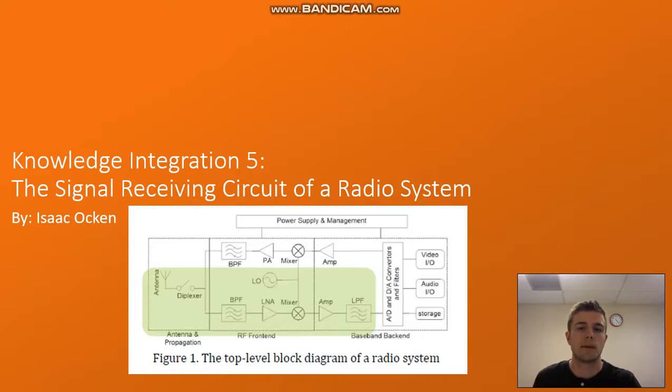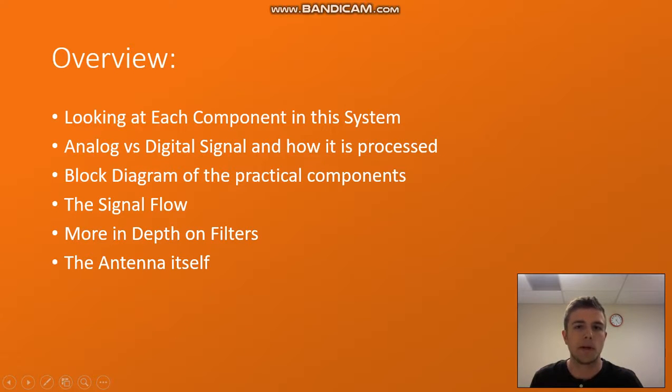And today we're going to talk about our knowledge integration 5, the signal receiving circuit of a radio system. And here we have, in the highlighted region, the basic circuitry and all the components in order to make the system happen. Alright, so quick overview.